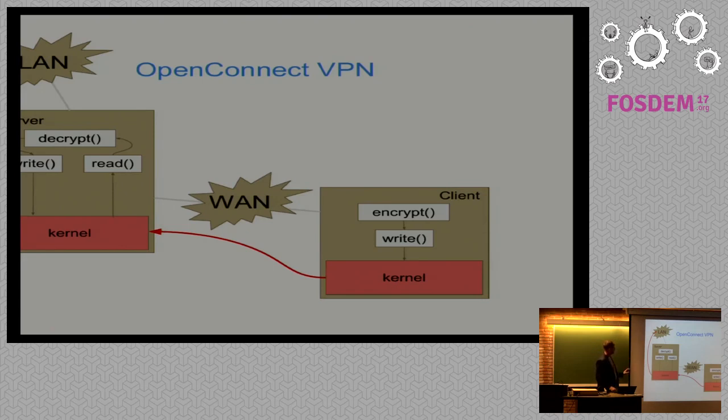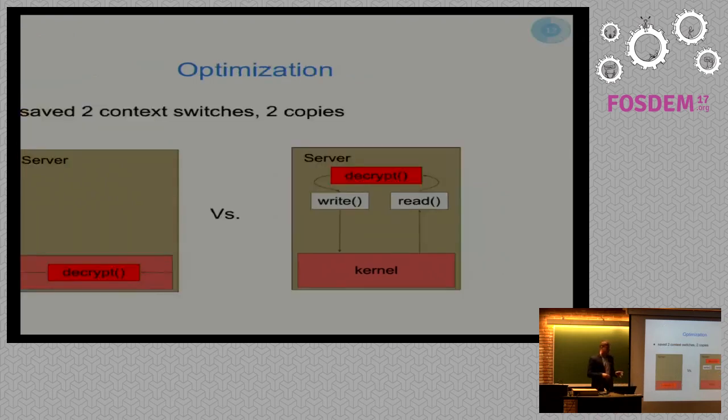If we look at this particular scenario, we can see that the decryption is done in user space. If we move decryption to the kernel, we could optimize it some way. What is the optimization? Basically, we saved two context switches because we are no longer required to do write and read operation syscalls, just to read data from the kernel and write just to send data. And we also saved two copies. We are no longer required to copy data from the kernel to user space and from user space to memory that is allocated in the kernel for the socket.